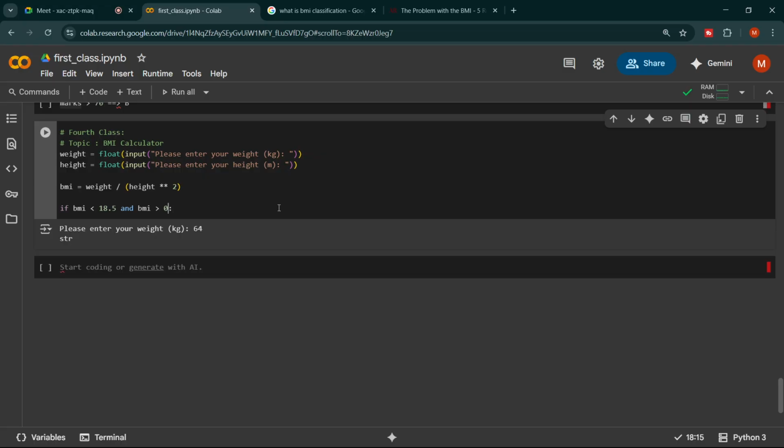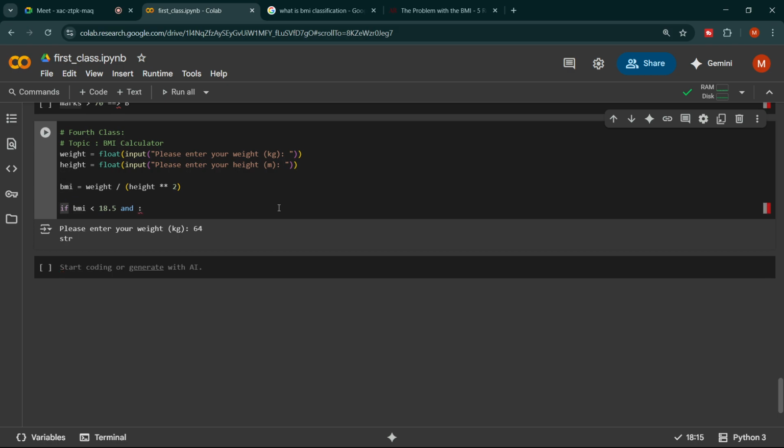So this is the syntax for writing the if statement. Correct, what I did, I just wrote the first condition: whatever the calculated value stored in BMI will be checked here, whether it is less than 18.5 and greater than 0. And now this condition is actually a range, right? So we have a range from 0 to 18.5 exclusive. So if someone's BMI lies in this range, we will call him or her underweight. Correct?